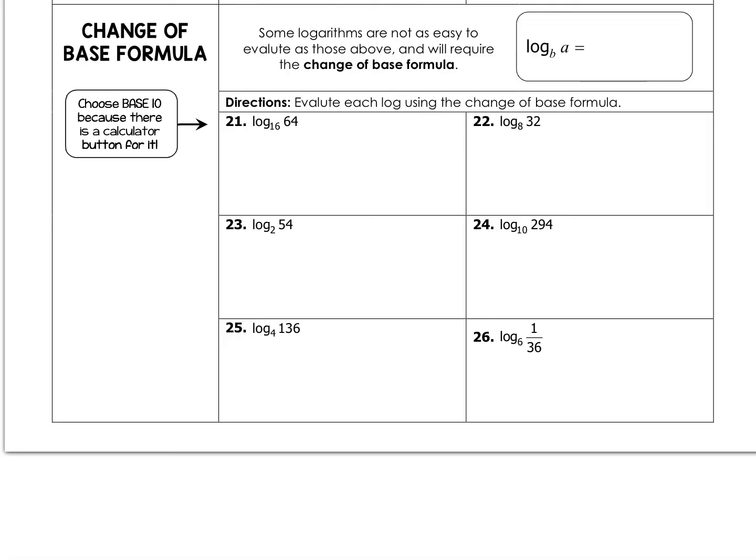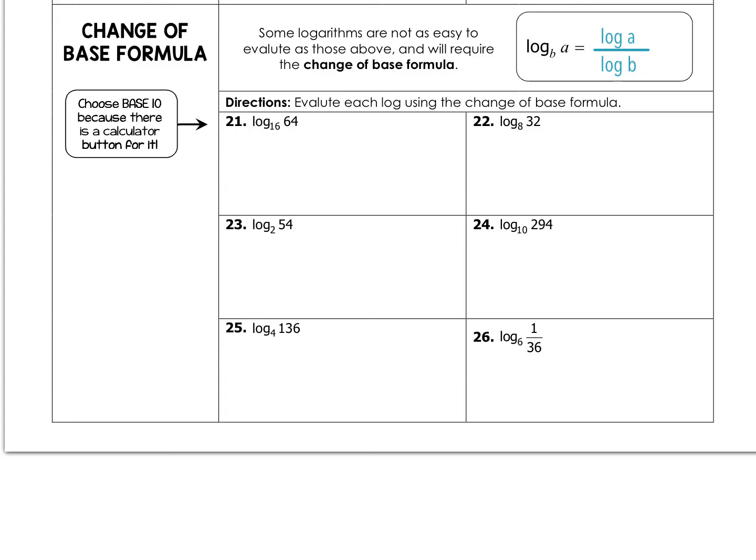Sometimes it's not always easy to see exactly what exponent value would make this log true. So we have what's called the change of base formula. And the change of base formula says that log base b of a is the same as the log of a divided by the log of b.